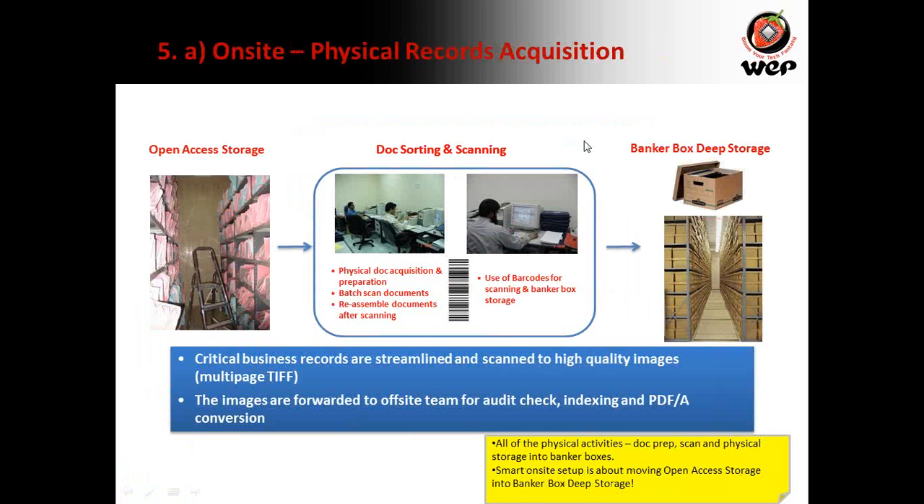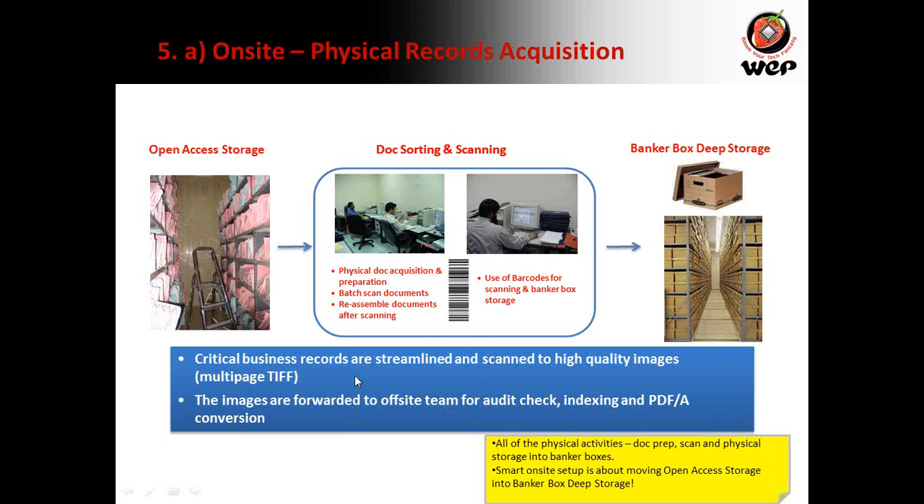Physical records acquisition is a process where a physical record is moved into electronic format. So we have an open access storage scenario which, after scanning, is moved into a banker box in deep storage. Generally this is not the way it is done, but a smart on-site setup is about moving from open access storage into a banker box in deep storage. What happens in between is scanning, which is quite a manual process, but there are methods through which the scanning can be given some intelligence for post-processing at the back end.